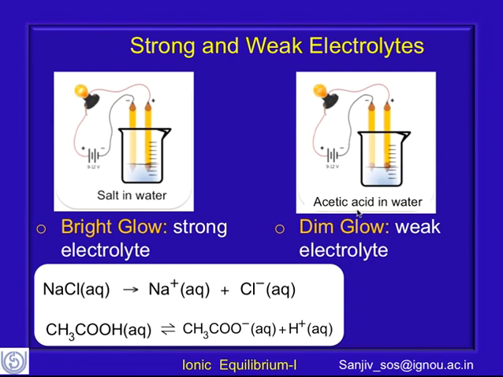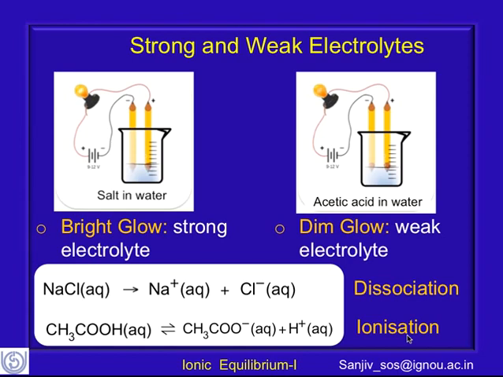On the other hand, in case of acetic acid, what do we find is the acetic acid breaks down to give you acetate ions and hydrogen ions there. But this is not complete breaking down. And this process is called ionization. That means the generation of sodium ion and chloride ions from sodium chloride is called dissociation. Whereas the generation of acetate and hydrogen ions from acetic acid is called ionization.